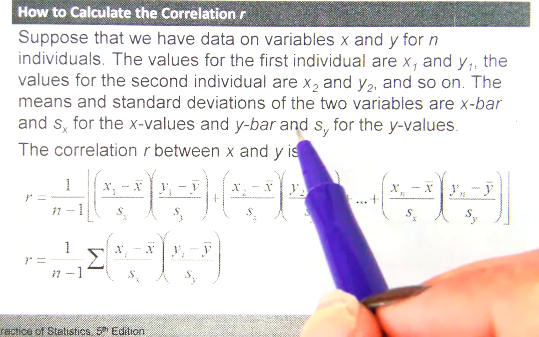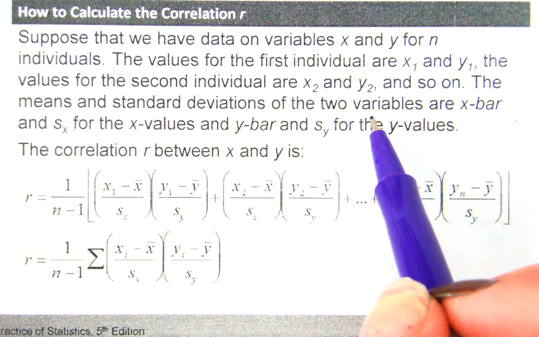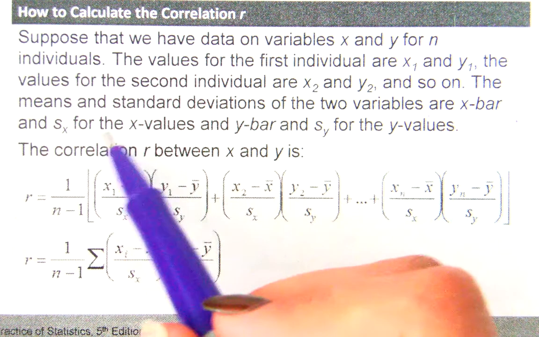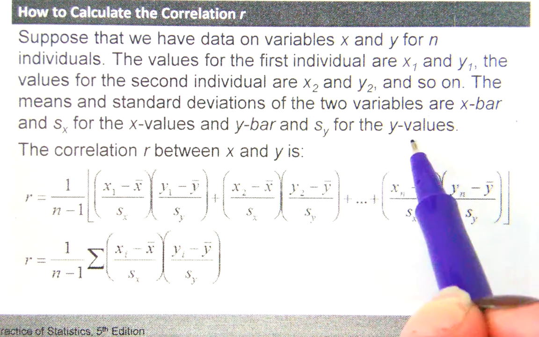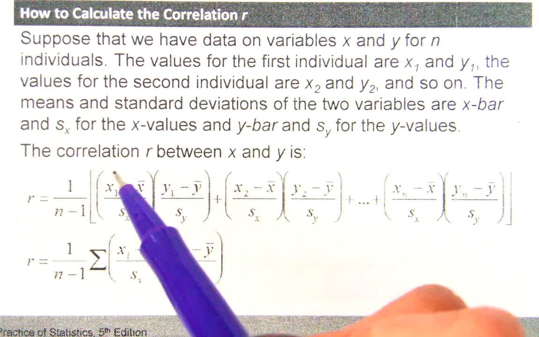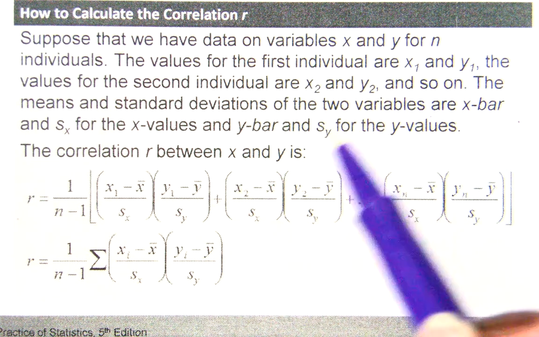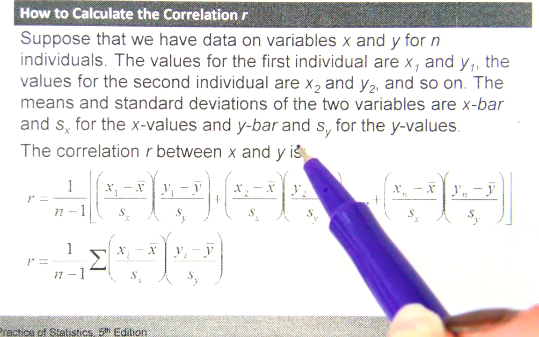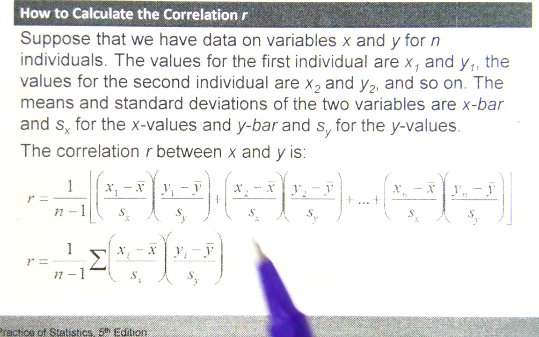The mean and the standard deviation of the two variables are x bar and s of x for the x values, and y bar and s of y for the y values, because you basically have to find the standard deviation and the mean for the two separate sets of data, one for the x-axis and one for the y-axis, because those are both variables. And then you do a bunch of work and you get your correlation. Now, the calculator will do this automatically for you, so you're in luck. You don't really have to remember this. This is not a requirement.